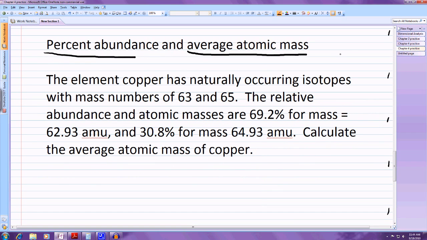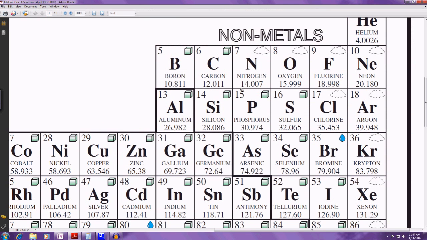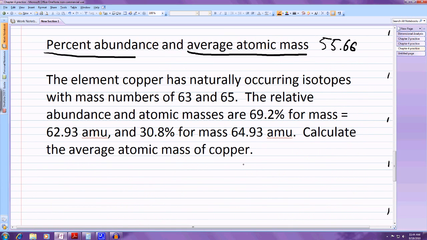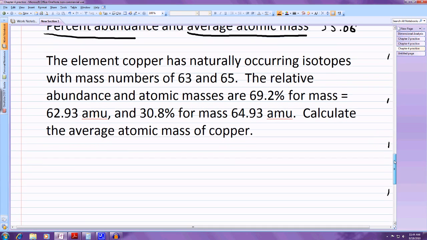Our average atomic mass is often in decimal form, so 55.66 or something like that. If we look at a periodic table, all of the elements are in decimal form. Why? Because it's taking into account the percent abundance of the different isotopes. A fluorine atom doesn't actually weigh 18.998. The average of all fluorine atoms weighs 18.998. So how do we find the atomic mass?